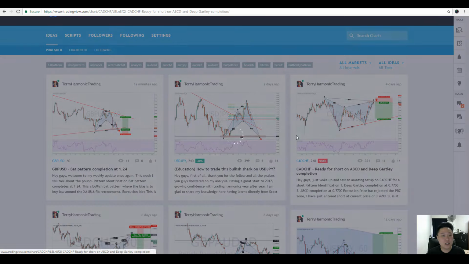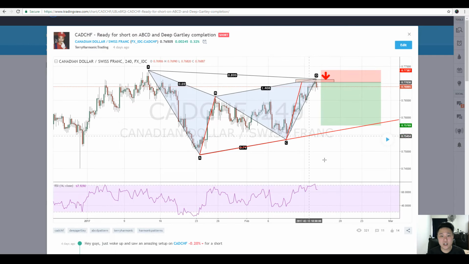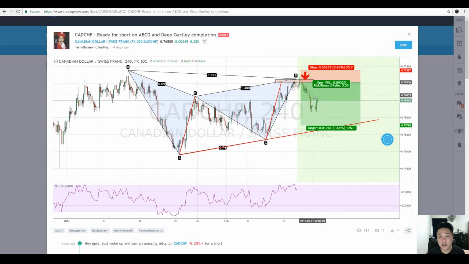Next up is the CAD Swiss trade. So you can see that sometimes all these different currency pairs align and turn around at the same time. For CAD Swiss, I decided to short this on an ABCD plus a deep Gartley completion. What happened eventually is that after I posted this idea, I had a few days of wait before it finally turned on Friday.